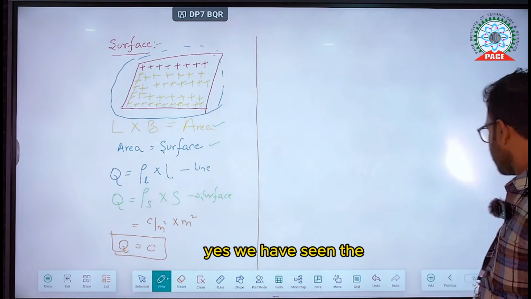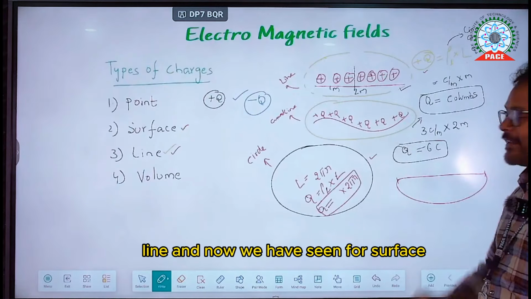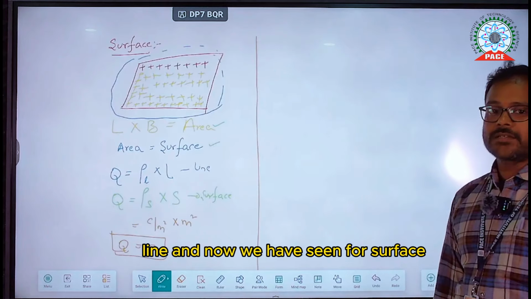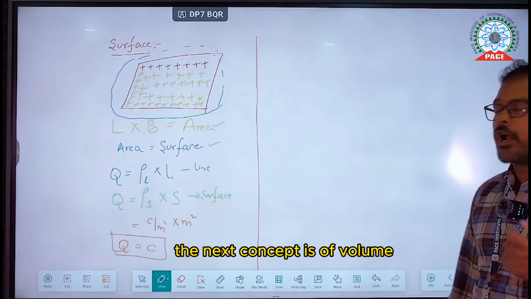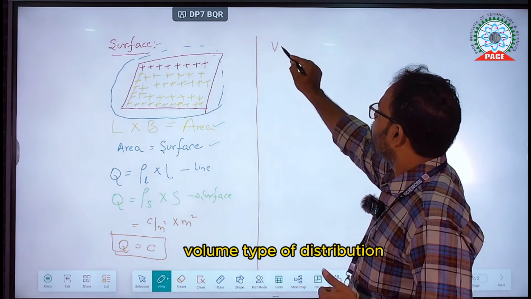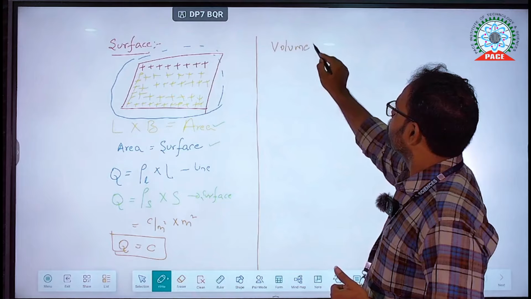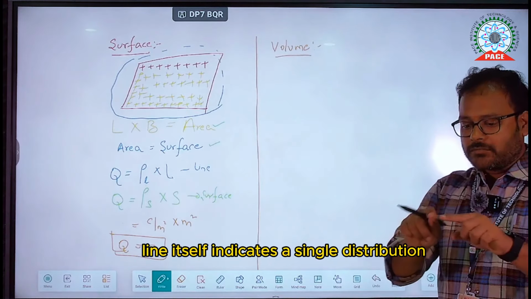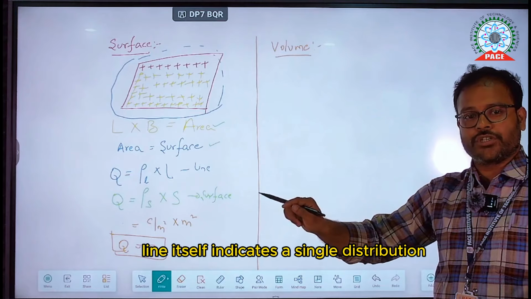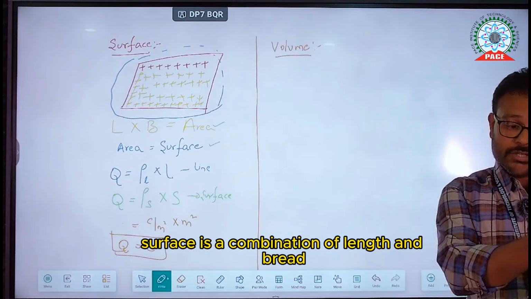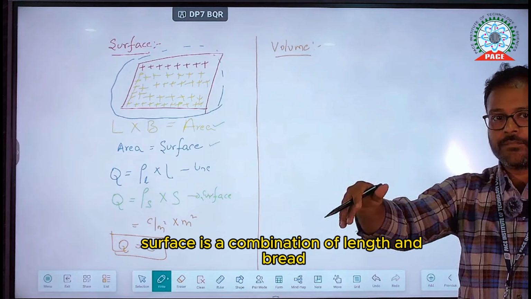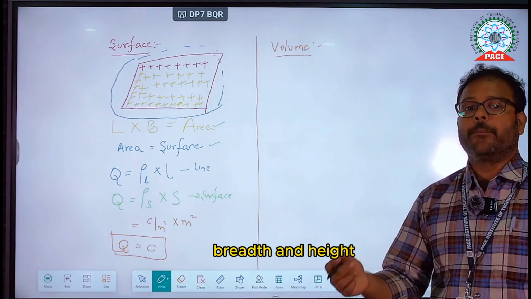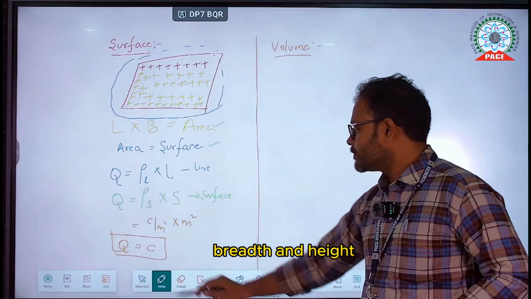We have just seen the line, and now we have seen the surface. The next concept is volume. Volume type of distribution. Simple example: line itself indicates a single distribution. Surface is a combination of length and breadth. Now what is the concept of volume? Volume will have length, breadth and height.